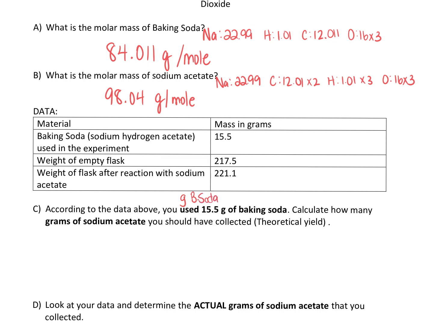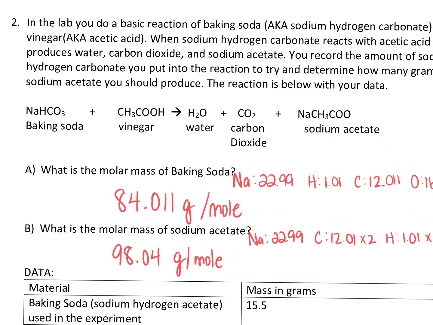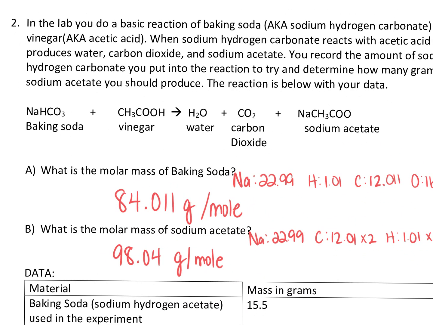And we want to find how many grams of our sodium acetate we should have made. So there's going to be a couple of steps to solve this problem. First of all, we want to remember that a balanced chemical reaction tells us a mole-to-mole ratio. So up here, you can make yourself a note. This says that 1 mole of baking soda is going to make 1 mole of sodium acetate.